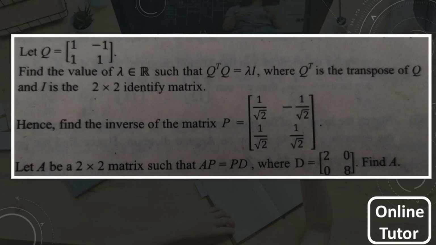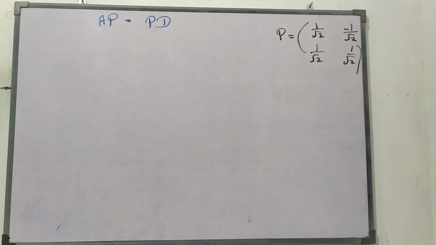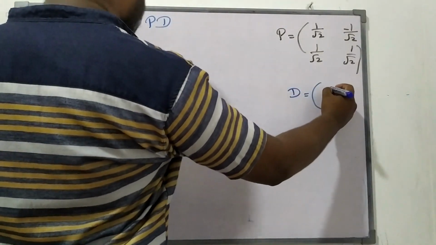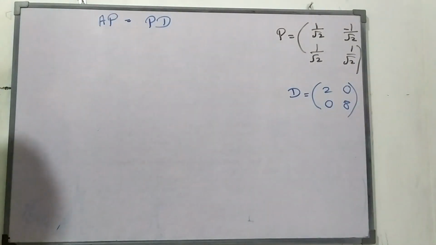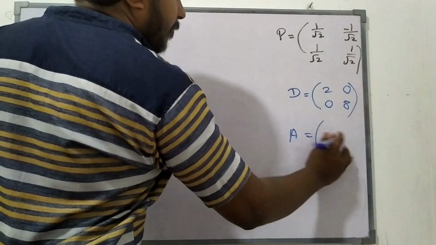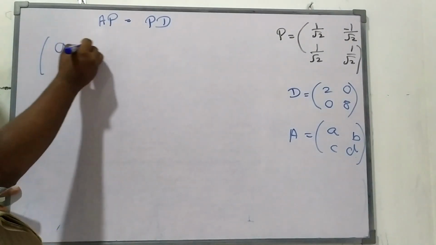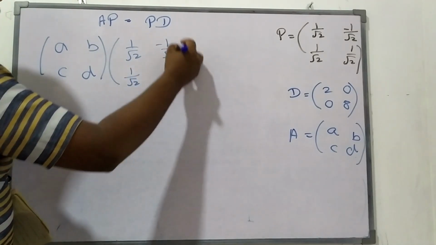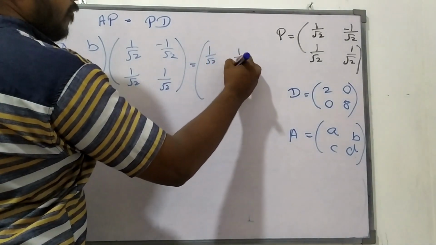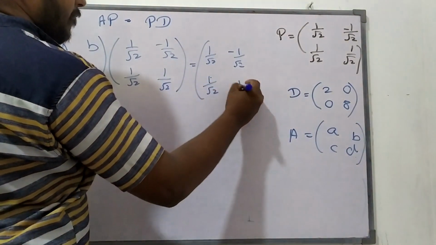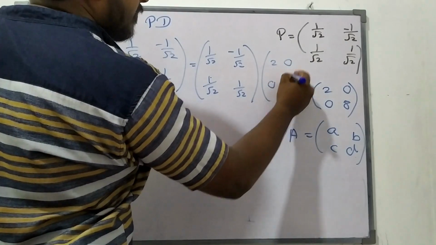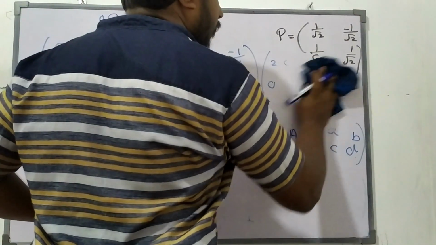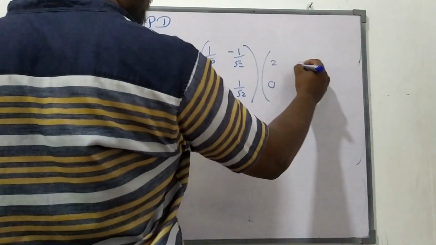The other part: let A be a 2 by 2 matrix such that AP equals PD, where D equals 2, 0, 0, 8. Find A. Okay, we have to find A, no? And D is also given. D was 2, 0, 0, 8. I assume A as A, B, C, D, times P, which is 1 over root 2, minus 1 over root 2, 1 over root 2, 1 over root 2, equals P times D, which is 2, 0, 0, 8.